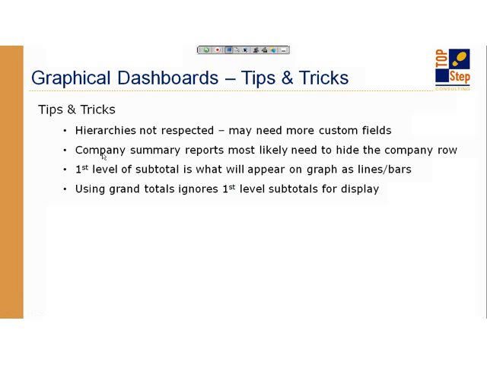The first level of the subtotal is what will appear on line graphs. The first level of the subtotal is what will show up automatically on bars unless you use grand totals. And when you use the grand totals on bars, it ignores that first level. So if you can remember these 4 items, you'll definitely be ahead of the game in using dashboards within the OpenAir system.